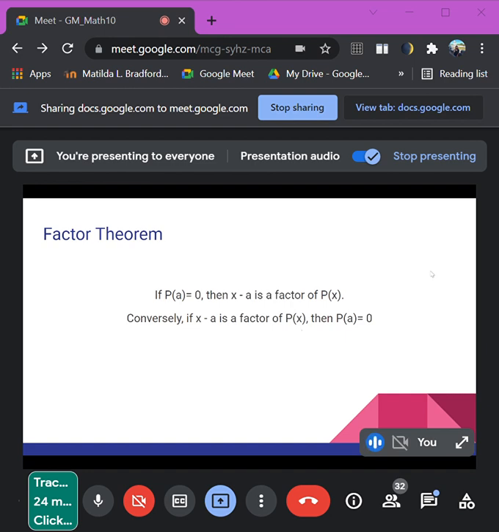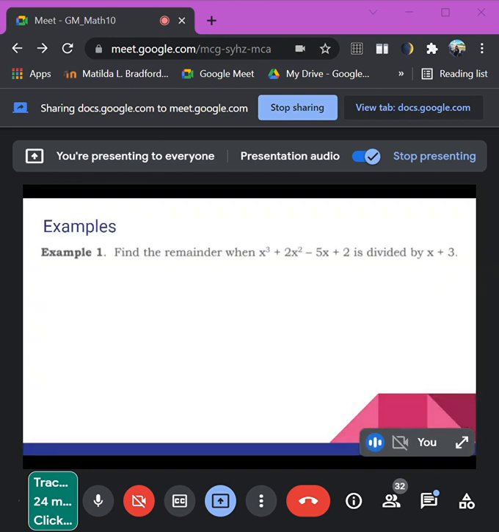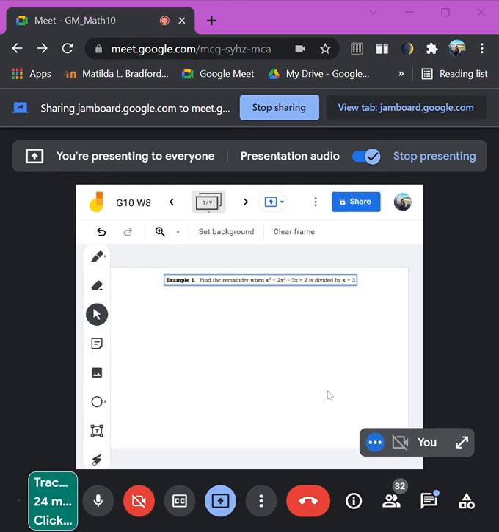So let's set some examples. So we have here this one. Let's go to the Jamboard so that you can see the process of answering. Find the remainder when x cubed plus 2x squared minus 5x plus 2 is divided by x plus 3. Actually, you can do synthetic division, but that is the checking already of your remainder theorem.